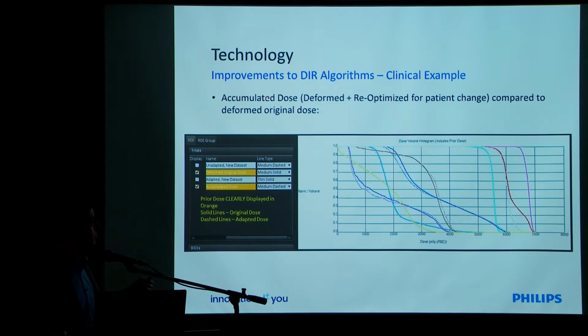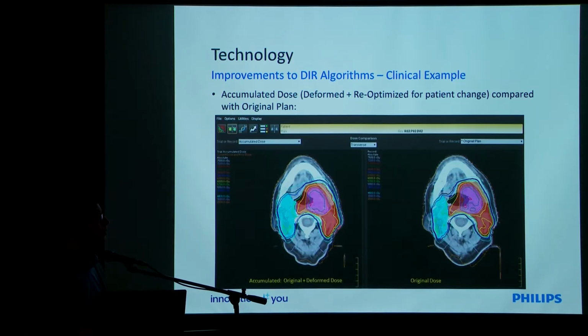Here's the example after the plan is re-optimized for the patient change. You can see right now that, in fact, the dashed line here is representing the adapted plan, and it's even better for some of the risk organs than the original plan. This can happen. And here's an illustrated example of the dose. This is the original dose planned on the original data set, and this is the accumulated original and deformed dose. This is very easy to do in the software.